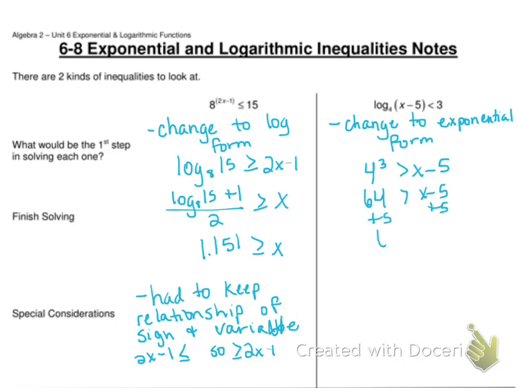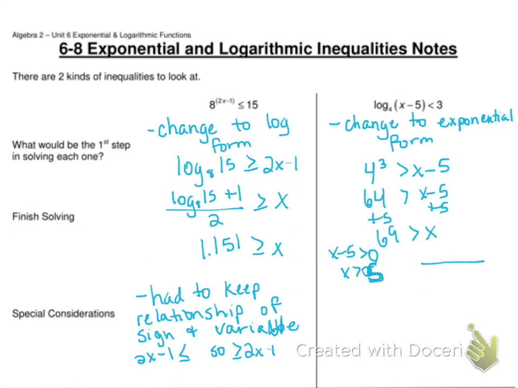Add 5 to both sides, and I get that x is less than 69. Now, because of this specific situation of the argument, what do we know about the argument? It must be greater than 0. So in this case, I need to also do x minus 5 is greater than 0, so x is greater than 5. If you remember, this is the same kind of thing we did for the radical functions, because the radicand had to be greater than 0.